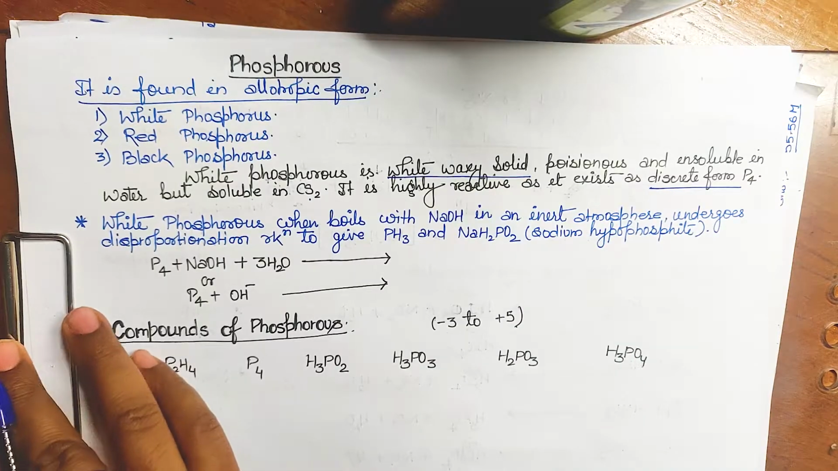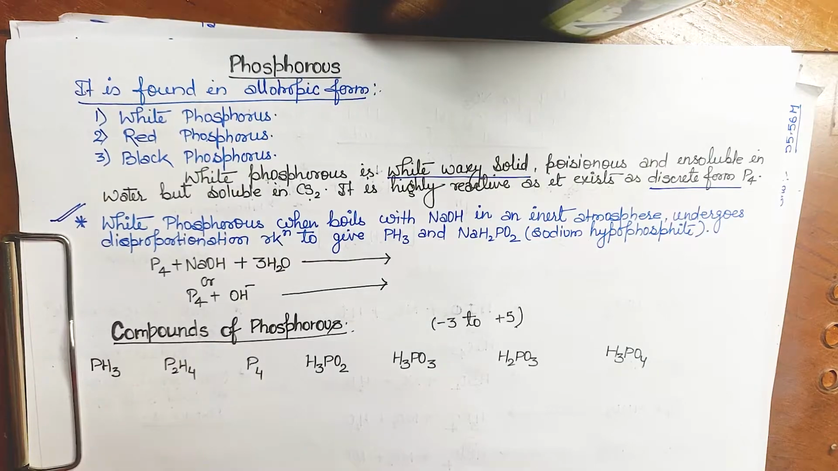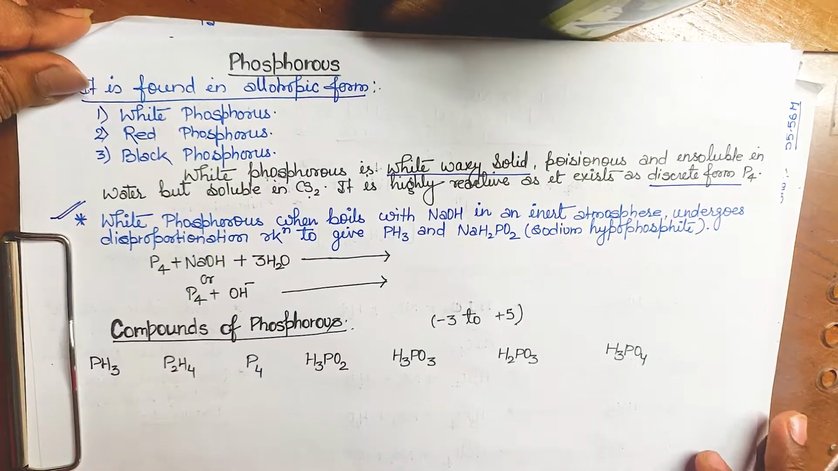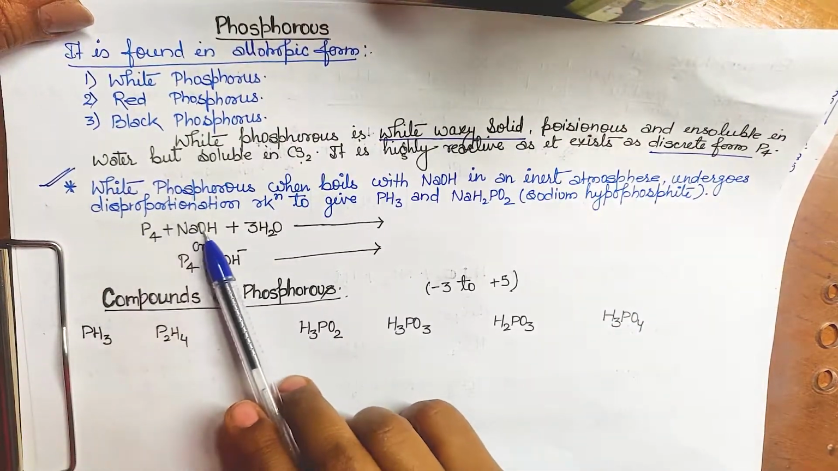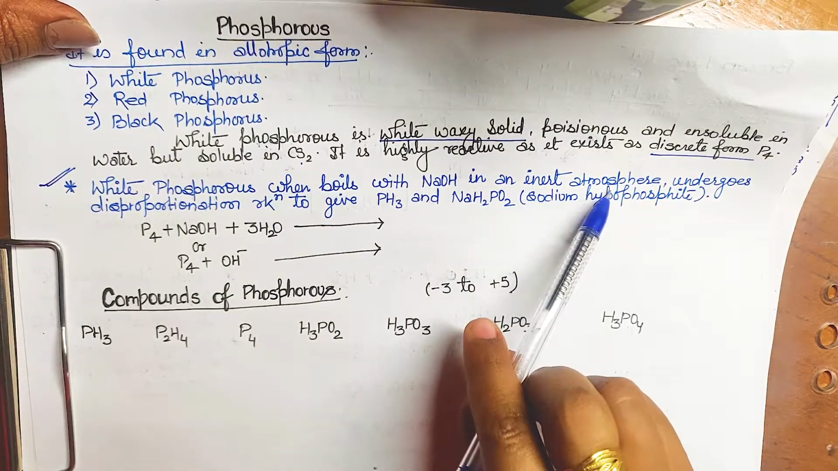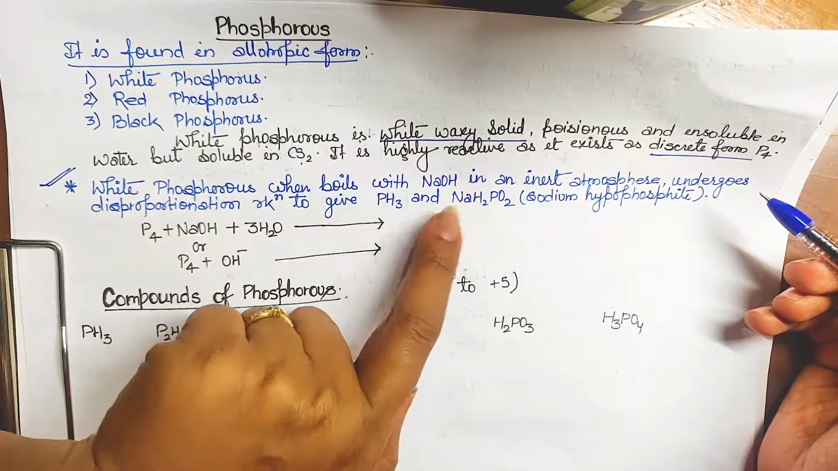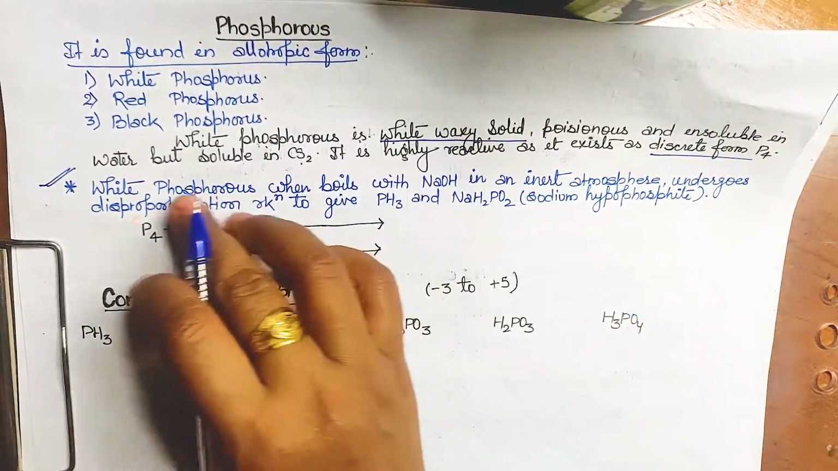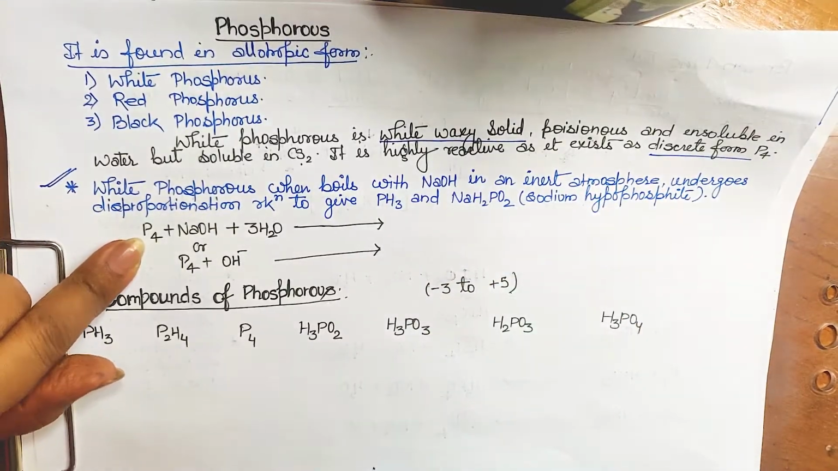Okay, now if we do this question, this is a very important reaction of phosphorus. We did it in class 11th also, and you faced lots of problems in balancing. So let's see. White phosphorus, when boiled with NaOH in an inert atmosphere, undergoes a disproportionation reaction to give PH3 and NaH2PO2, sodium hypophosphite. This reaction is called a disproportionation reaction.